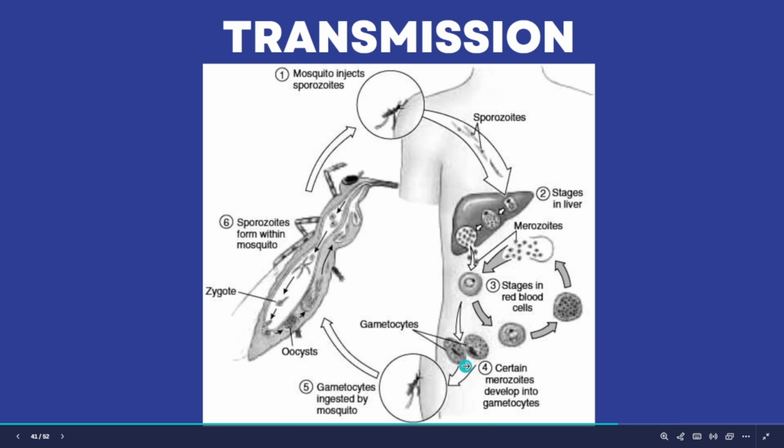After that, the gametocytes enter the Anopheles mosquito's body. They will undergo five distinct morphological stages during development. It is still a gamete, so it will develop in the female mosquito's body.